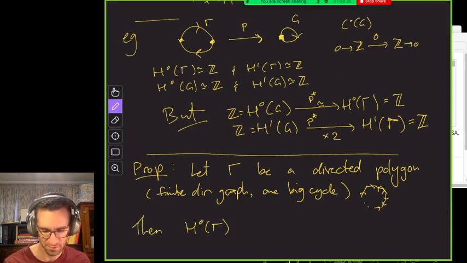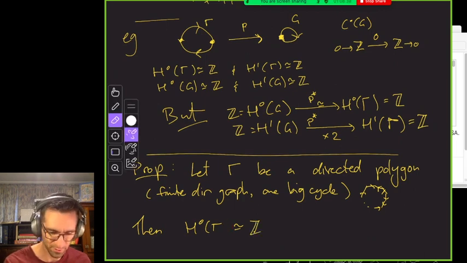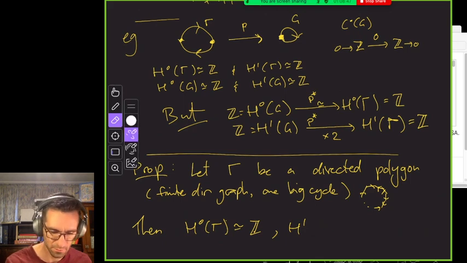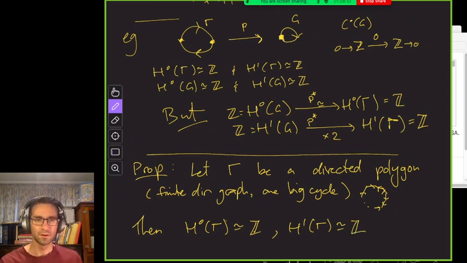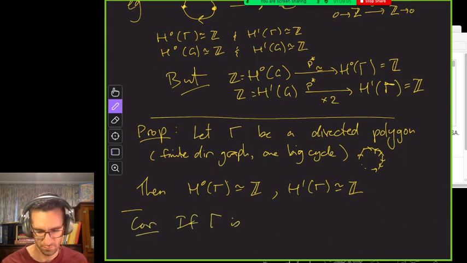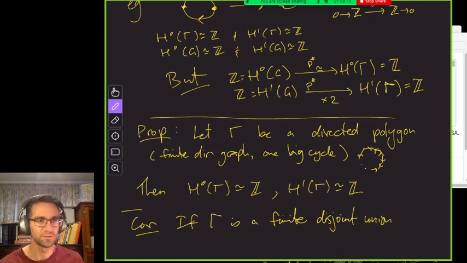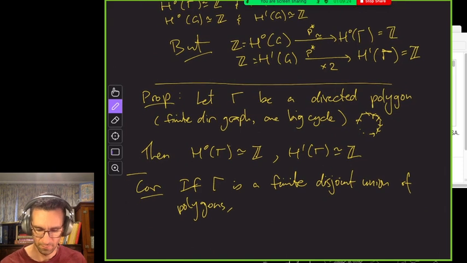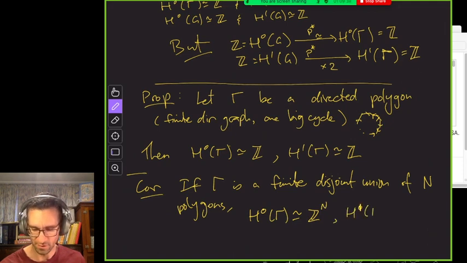Then, indeed, its cohomology is Z. And as a corollary, if we have a finite disjoint union of n polygons, then the cohomology is the direct sum of that many copies of Z, which is just Z to the n.